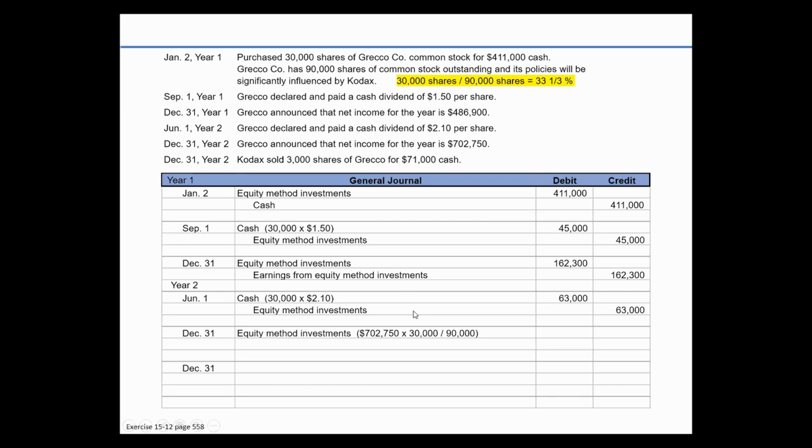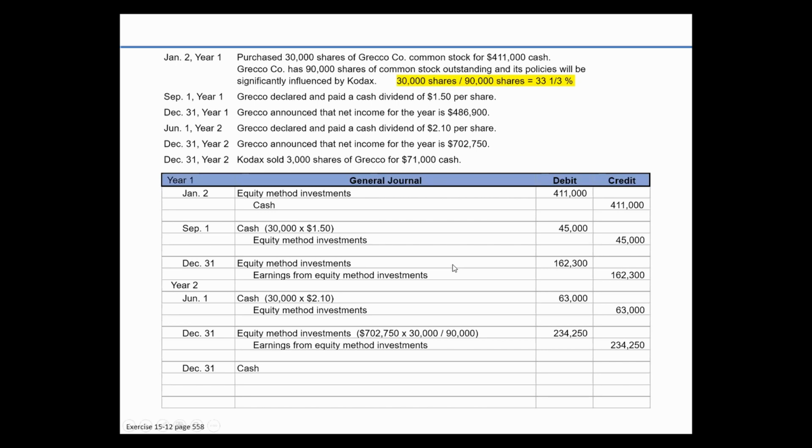Now on December 31st, Greco announced a net income for the year of $702,750. And so again, you want to figure out their portion of it, which is 33 1/3. So it would be equity method investments, 702,750 of net income multiplied by the percent of ownership that Kodak has in Greco, which is going to be a debit for the amount of $234,250, and a credit to the earnings from equity method investments for $234,250. And then Kodak sold 3,000 shares of Greco for $71,000 in cash.